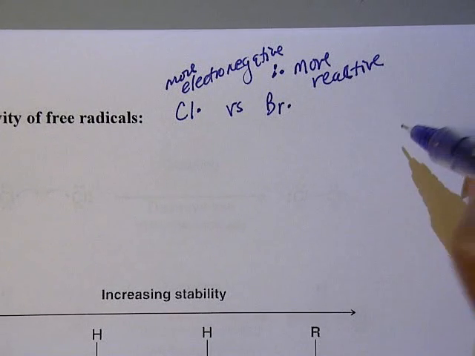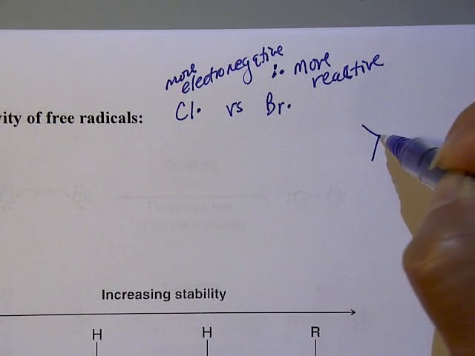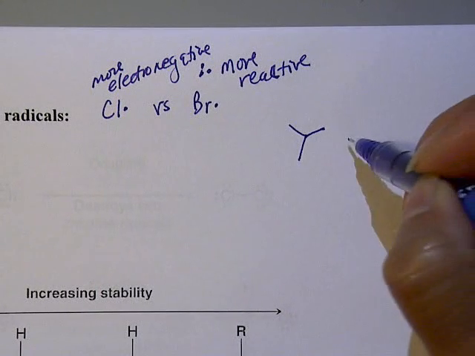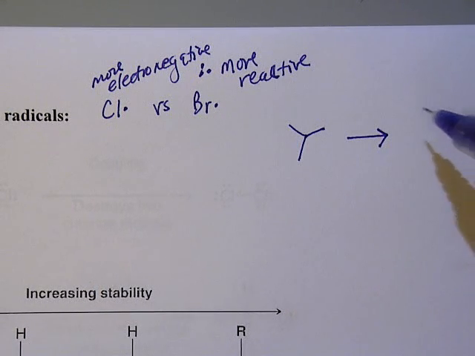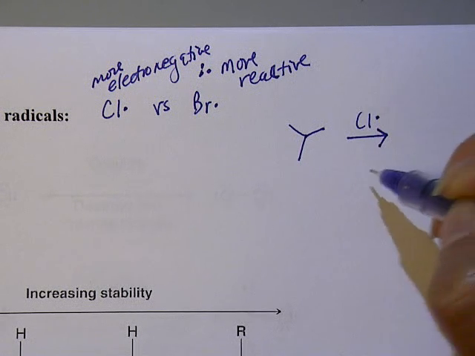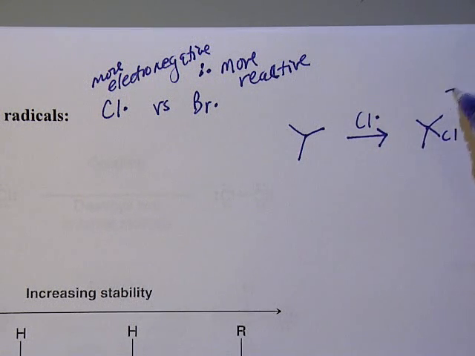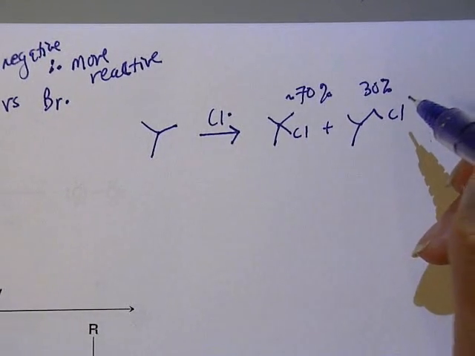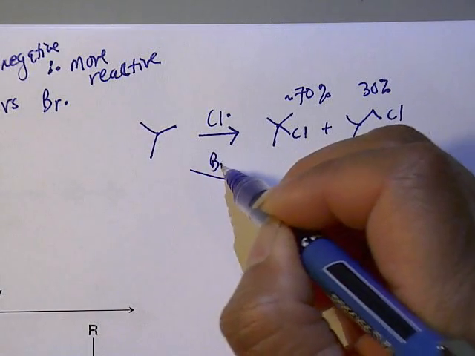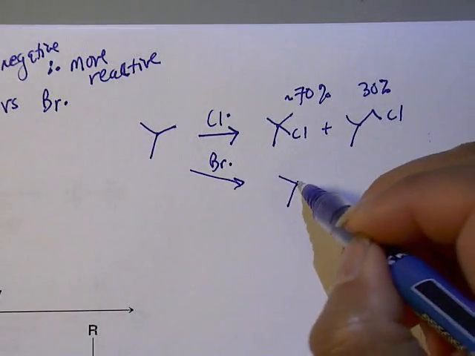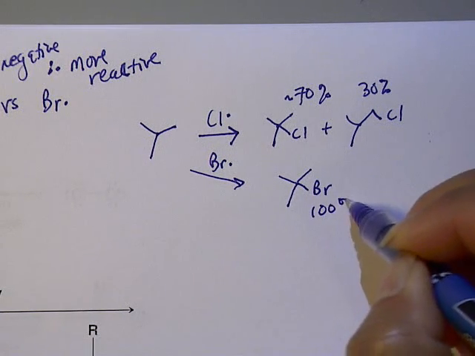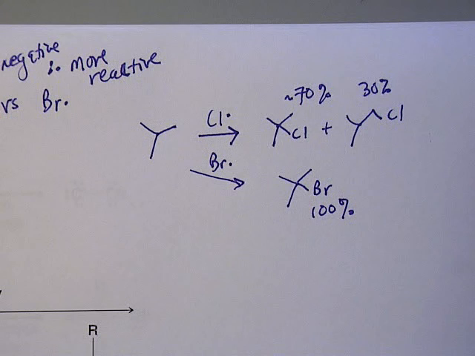We can actually see this in a reaction where we take this compound, isopropane, and react it with the chlorine radical, and you will find that you have a mixture of products. This is about 70% and this is about 30%. Whereas if I react the same starting material with the bromine radical, I only get one product.